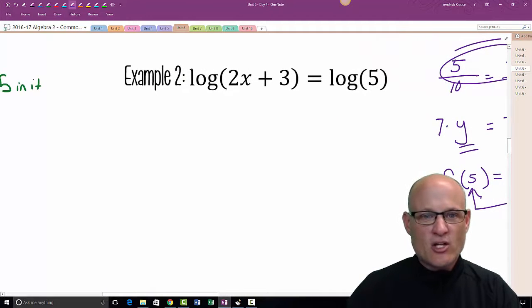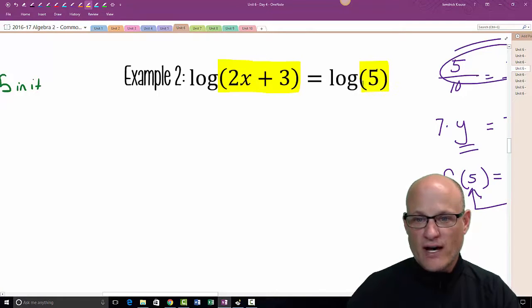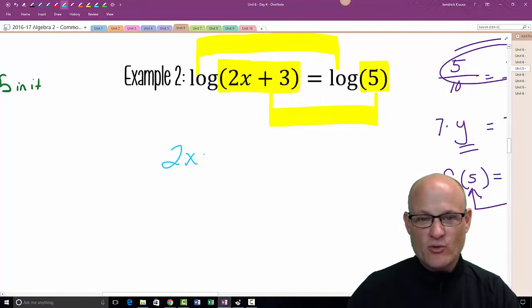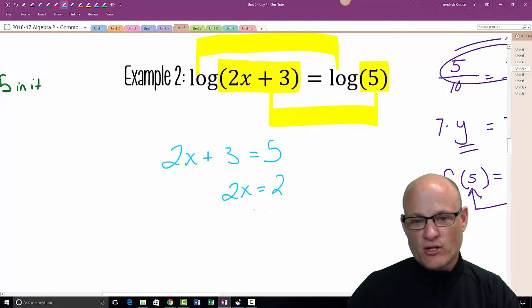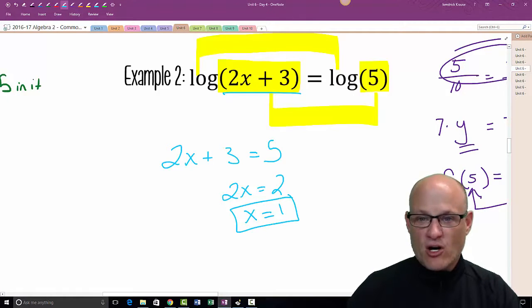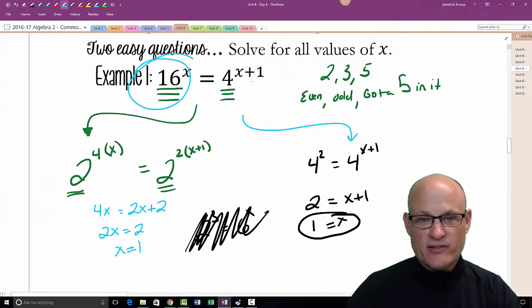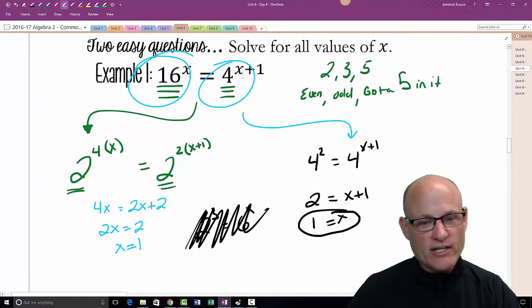You'll notice I have log of something is equal to log of 5. Well, the logs are the same. The log words, those are the same. So as long as these two are the same, we're actually in good shape. So I just have to set those two things equal to each other. 2x plus 3 equals 5. 2x equals 2, or x equals 1. Now that's true when you only have log equal to log. That's not a bad case. Or when I have bases that I can make the same. That's not always the case.